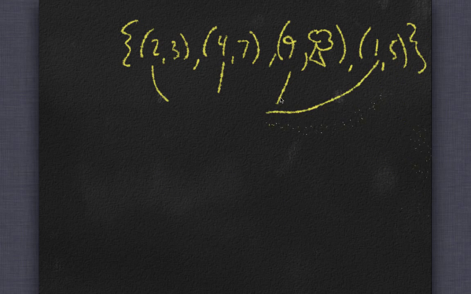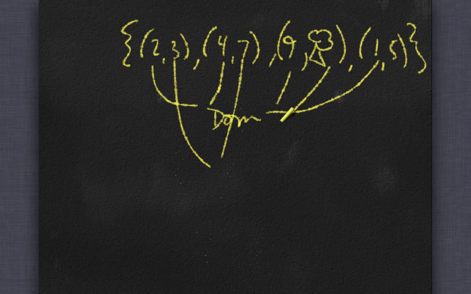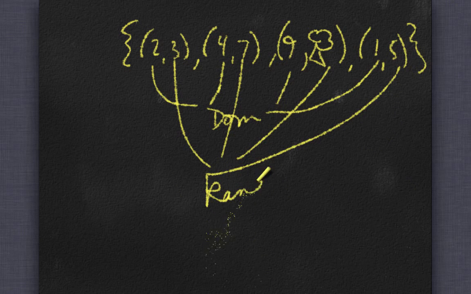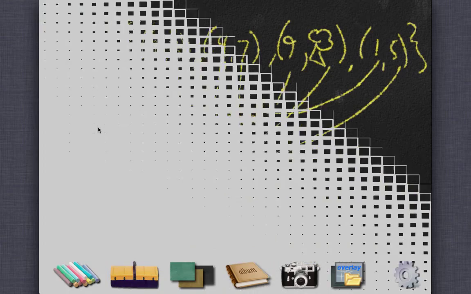These are called the domain. And whatever's in the second spot is called the range. So this typically falls under what we would call the x's are the domains and the y is the range, typically. So a relation can be anything that relates two sets to each other.